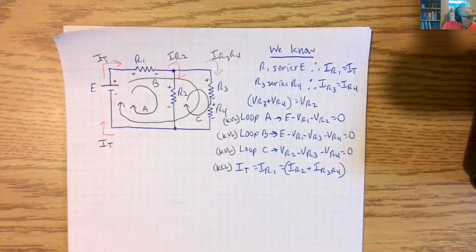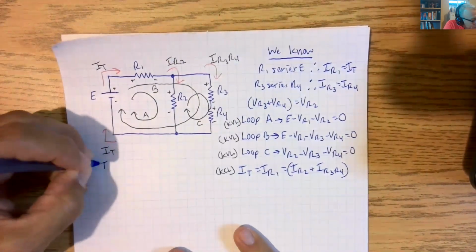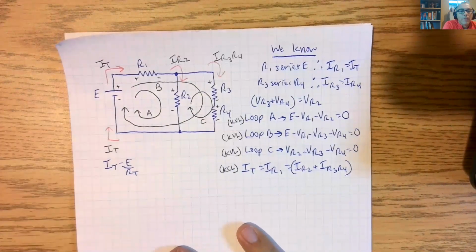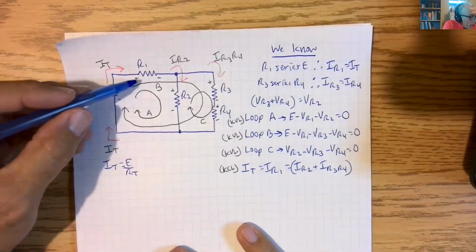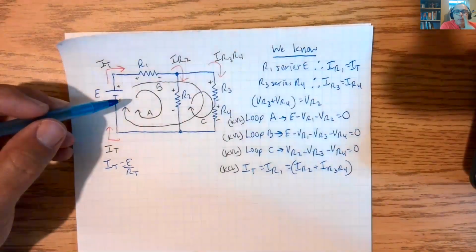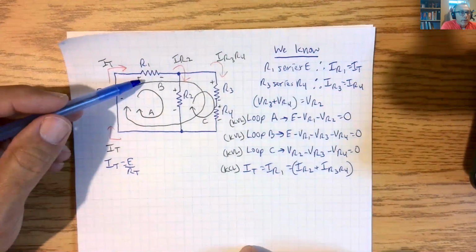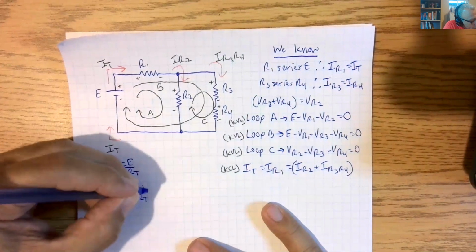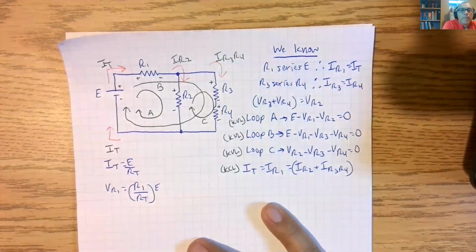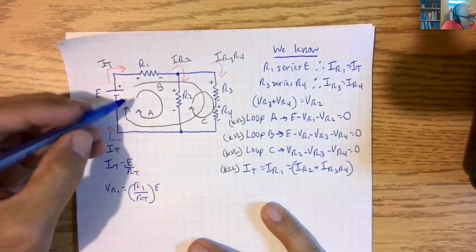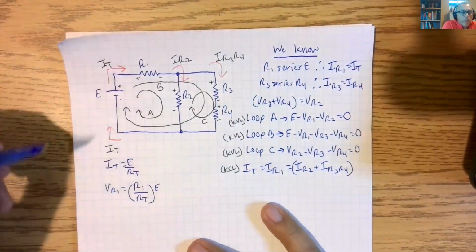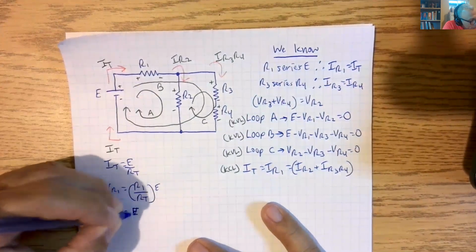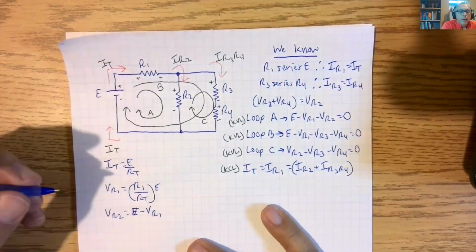So, what do we know here? We know that IT is equal to E over RT, because it always is. All right? We know that R1 is in series with E, which means we can apply the voltage divider rule to R1, to VR1. So we could say that VR1 is equal to R1 over RT times E. Okay? We have this loop here, so we could say that VR2 is equal to E minus VR1. Okay?